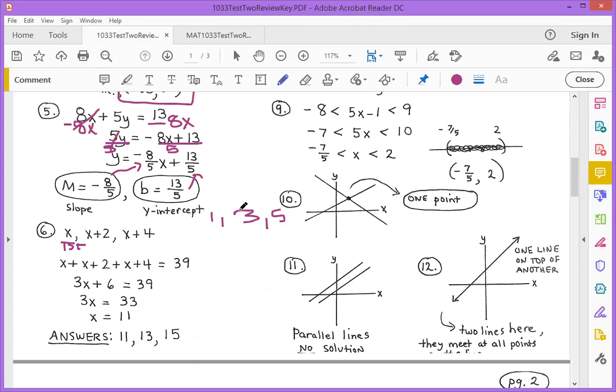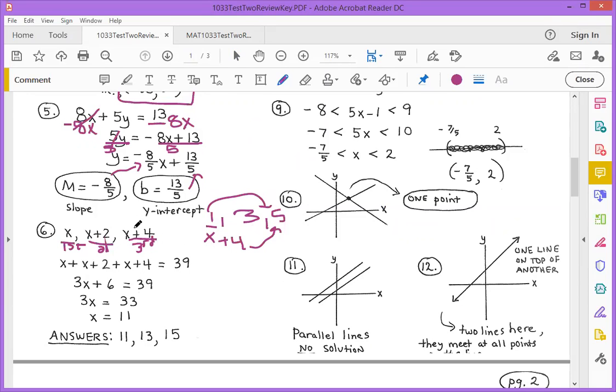But how much space is between 1 and 3? It's 2 spaces. How much space is between 3 and 5? Again, 2 spaces. But to go from the first point, 1, to the second point, we add 2. So this is our second number. Then to go from that first point, if we said this first one was x, to the third point, we would have to add 4. So x plus 4 will give us the third consecutive number.